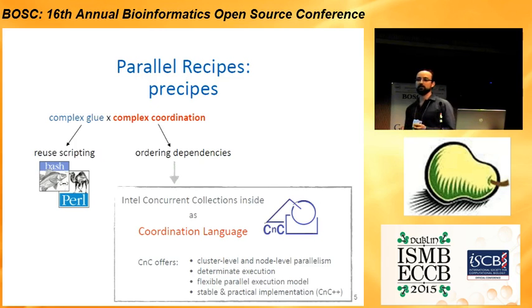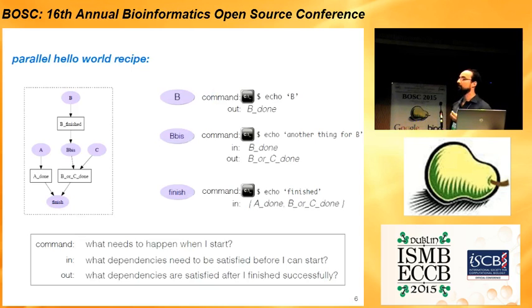So this is the philosophy of the recipes or parallel recipes approach. We just reuse the existing complex glue of scripting languages, and we focus on this complex coordination element. So we want the user to express these ordering dependencies, and then under the hood, we have a complex coordination language. So we use internal concurrent collections to do the actual parallelization and the scheduling and all the fancy parallelization techniques. So what does it actually look like?